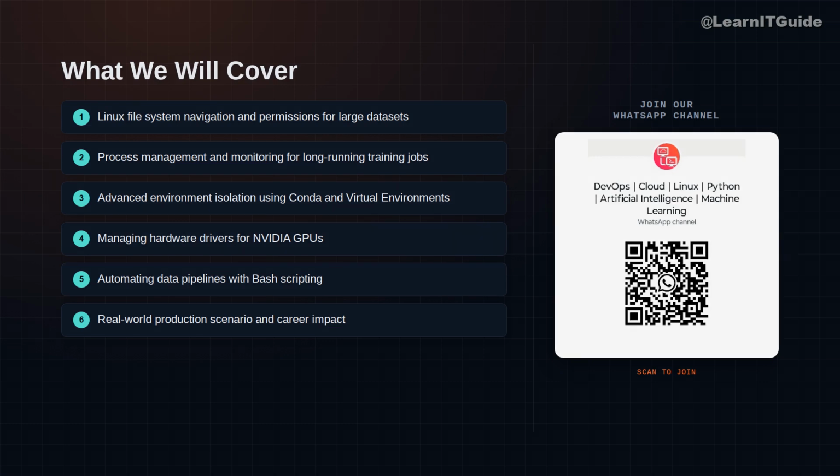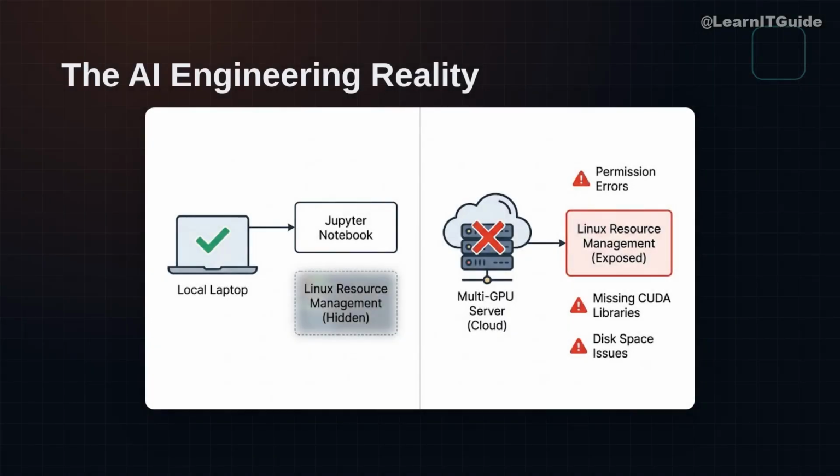Let us get started. So what is the actual problem here? Most AI developers start in a Jupyter notebook on a local laptop. That works fine until you need to train a model on a multi-GPU server in the cloud. Suddenly, you are facing permission errors, missing CUDA libraries, or disk space issues that the notebook environment just hides from you. If you do not have a solid grasp of how Linux manages resources, you will spend your time fighting the operating system instead of tuning your neural networks. It is a massive productivity killer.